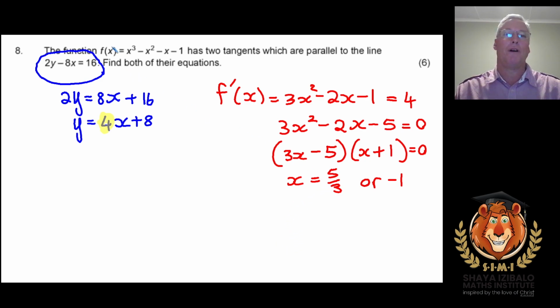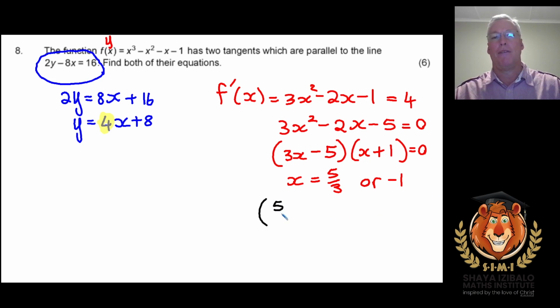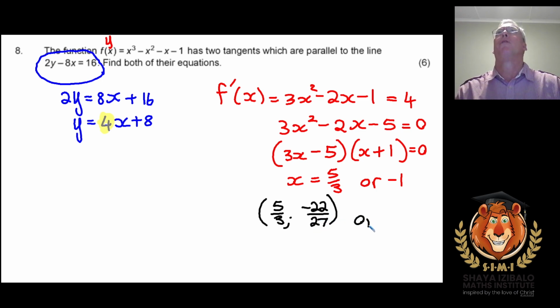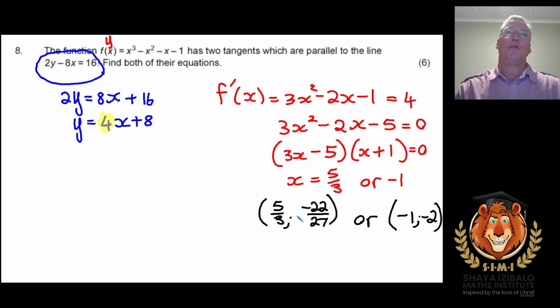I'm going to get the y values from this, because remember, f of x is just like y. I sub those in, and we get the following. For 5 over 3, we get the value, and for negative 1, we get negative 2. Now I want to find the equations of these two lines.